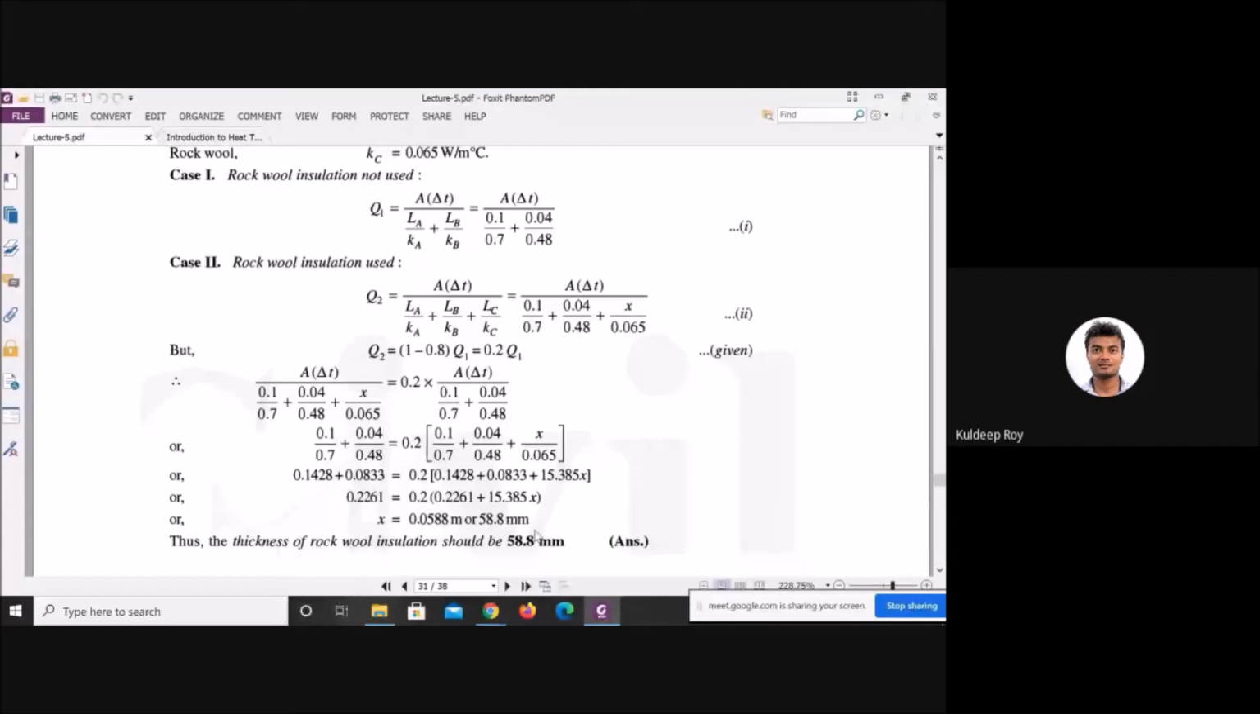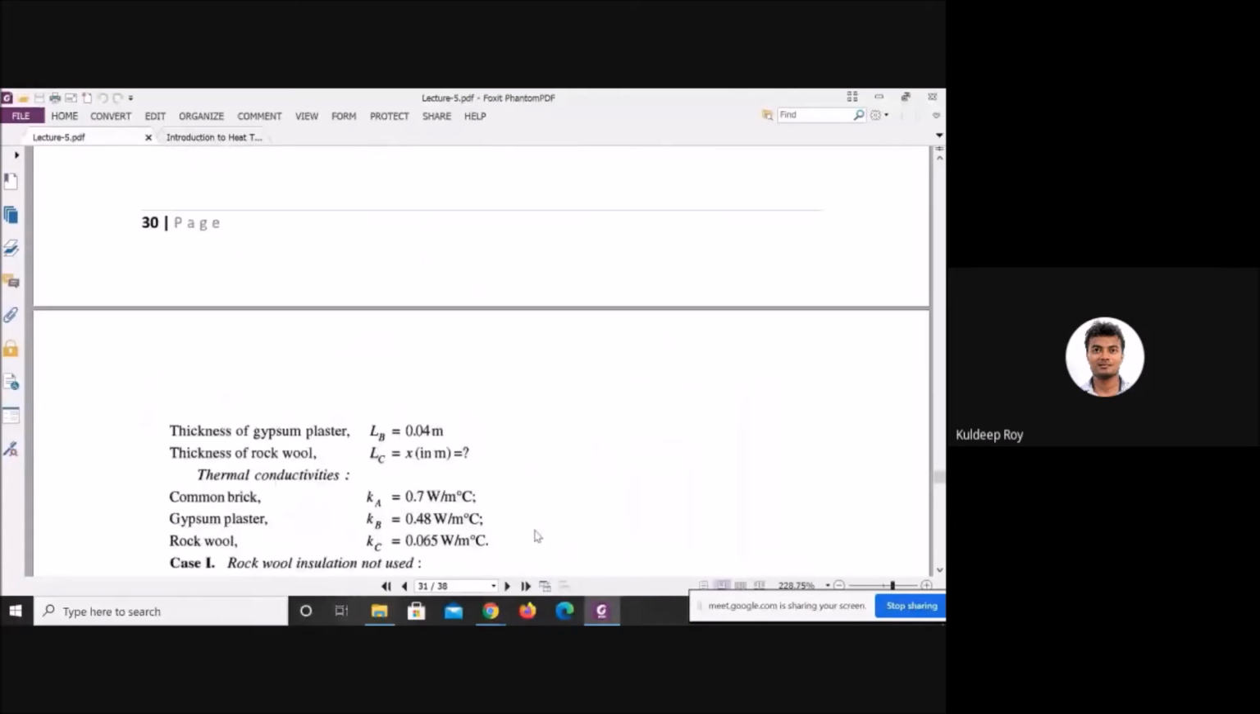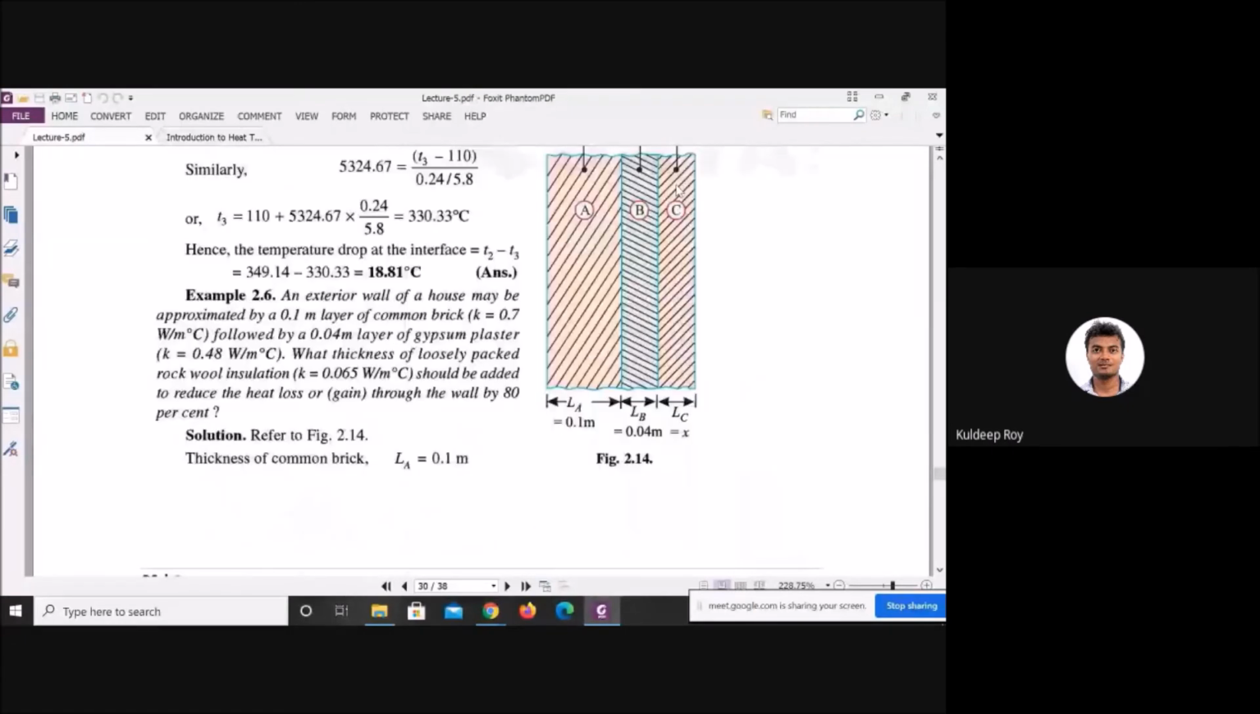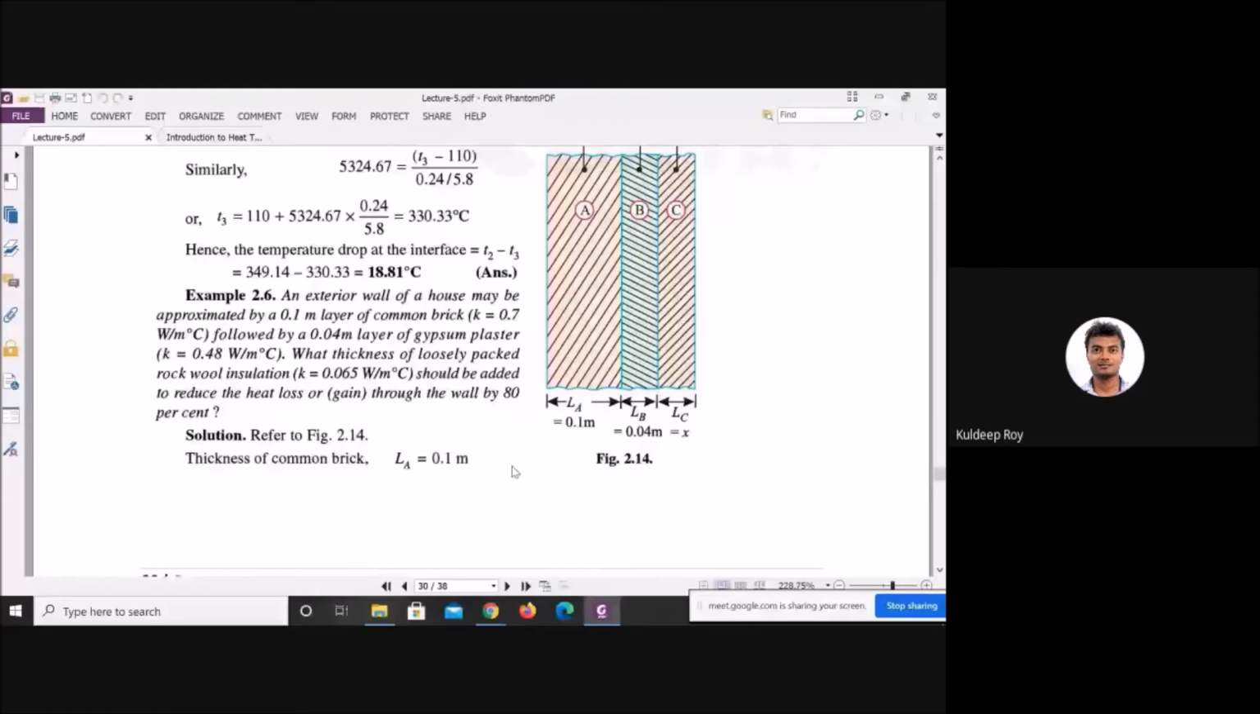Yes or no? What is the question? Let me repeat again. The question is how much should be the value of this thickness. Let me read: what thickness of the loosely packed rock wool insulation should be used to reduce the heat loss or heat gain through the wall by 80%? Means how will you reduce it by about 80%? How much should this thickness be?